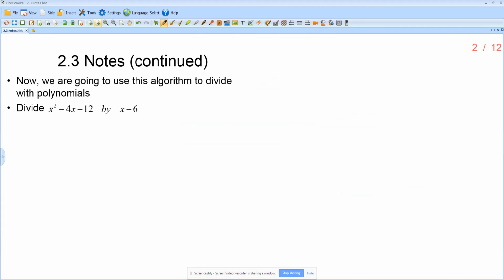So if we do an example with polynomials, we're going to use that algorithm to divide. So if I have x squared minus 4x minus 12 and I'm dividing by x minus 6, I'll write out that same thing. So here's my dividend, x squared minus 4x minus 12, and I'm dividing by x minus 6. So I say, okay, what times x, I'm not really concerned with the minus 6, I deal with that in a different way. What times x gives me x squared? That would be x. This x gets multiplied to both of these. So this is going to be x squared minus 6x.